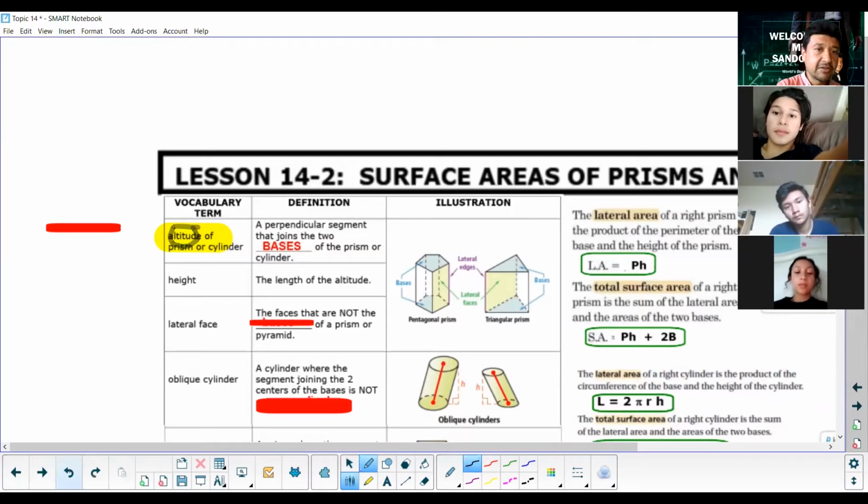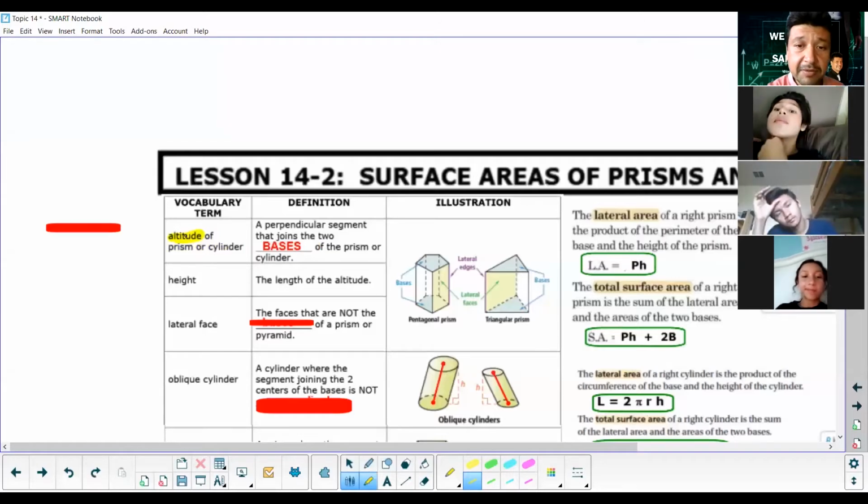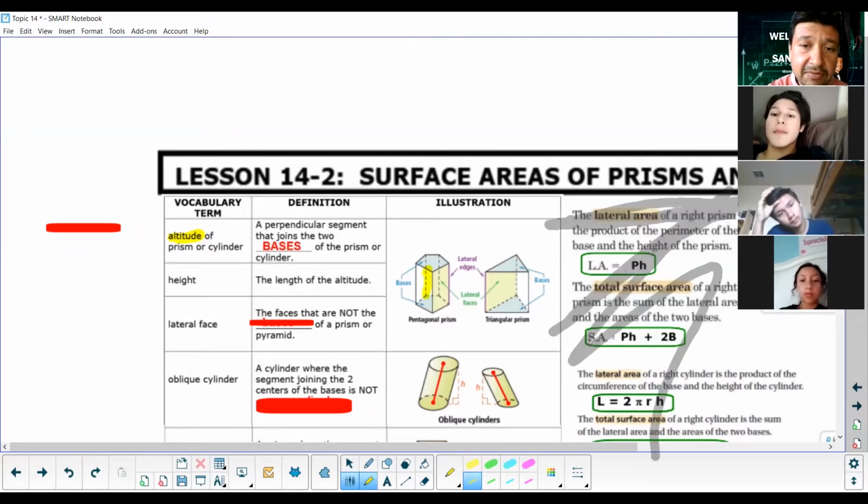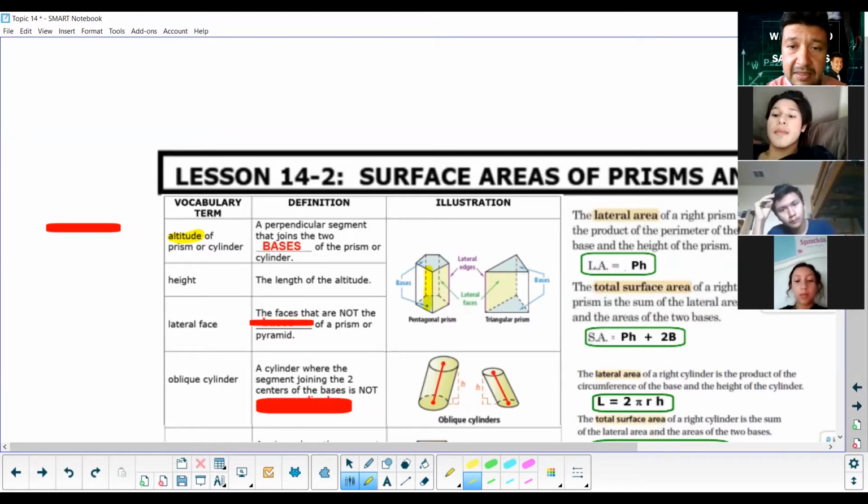Let me take this off and instead just highlight. When we talk about altitude, it's very important to be able to discover it. So altitude is going to be a line that goes from base to base, same thing from here to here. That's what you discover with altitude.